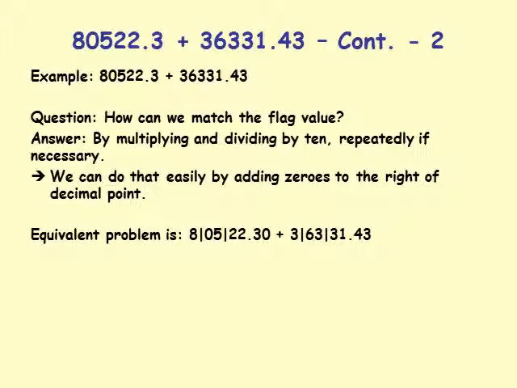Now we can add. Okay, so 8 plus 3 is 11, 5 plus 63 is 68, 22 plus 31 is 53, and 30 plus 43 is 73. Okay, so that is equal to 116853 decimal 73. Okay, we started with an example where flags didn't match. We made them match by adding a 0 to the right of the first number. Okay, and then we can add it.